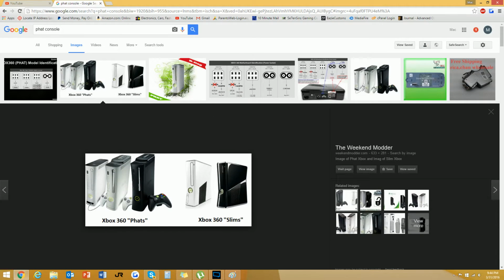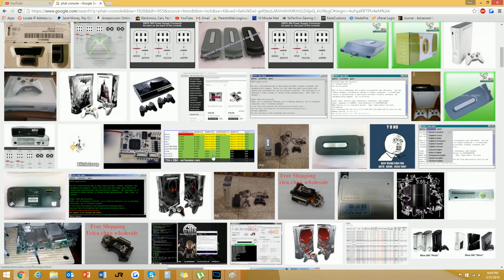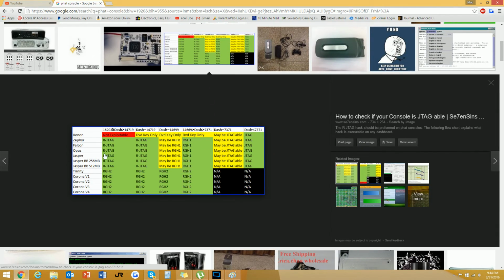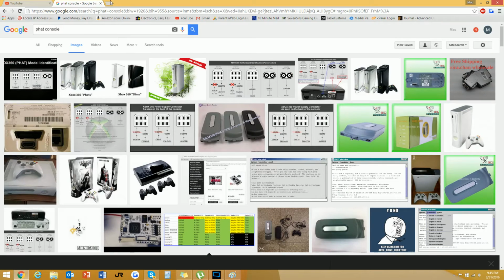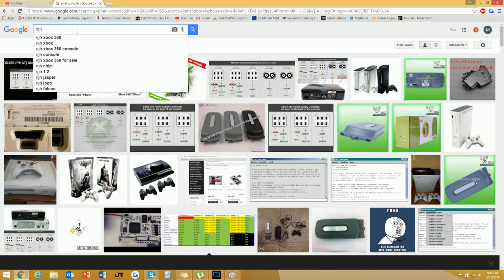The RGH1 was simply modified at below the dash kernel of 14699. Anything above cannot be RGH1able. So how does the RGH1 work? Well, I'll show you guys.